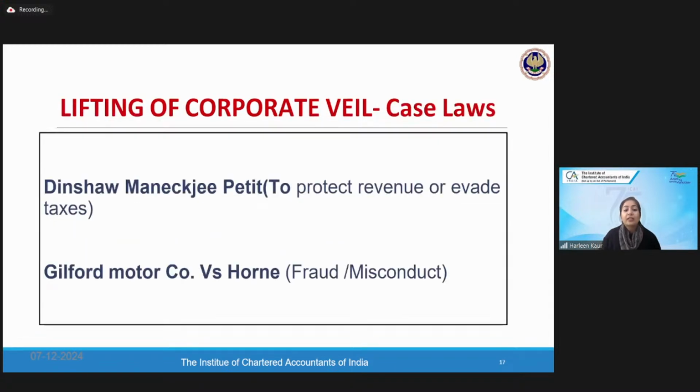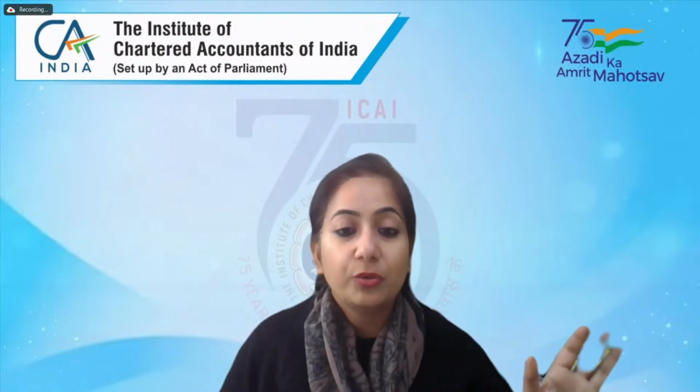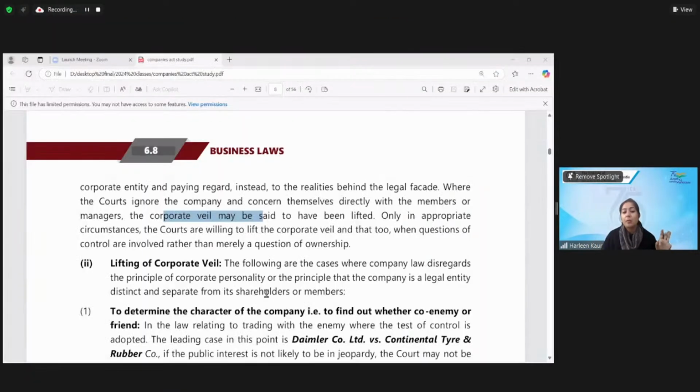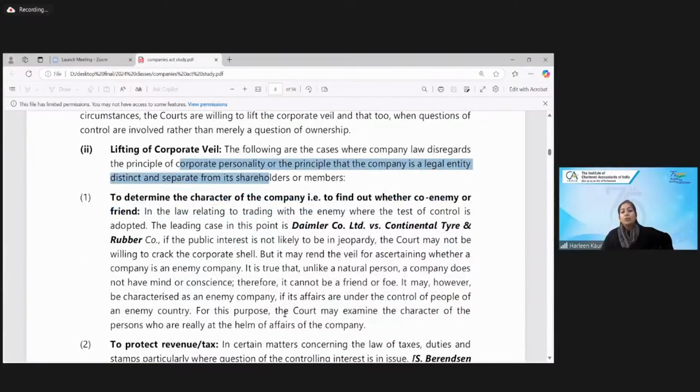Similar was the case law in Guilford Motor Company versus Horn, where in case of a fraud and misconduct, the corporate veil was lifted. So I've given you a brief summary of what is corporate veil theory. Now we are going to discuss in detail the cases where the law has disregarded the corporate personality and the concept of separate legal entity, and shareholders and members are treated as one with the company. So number one is to determine the character of the company, where you have to find whether the company is an enemy or a friend.